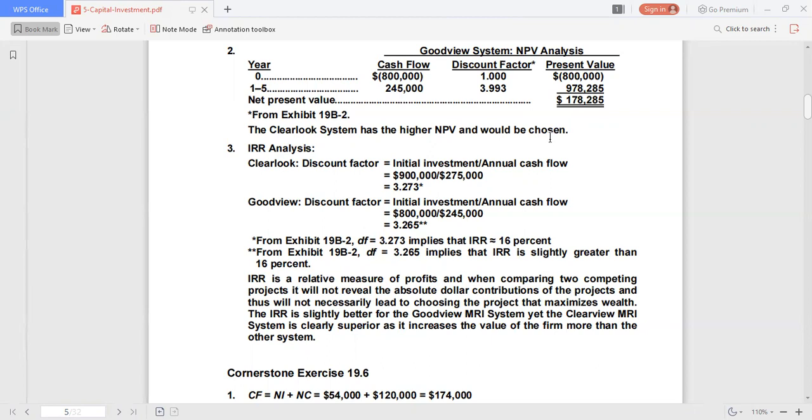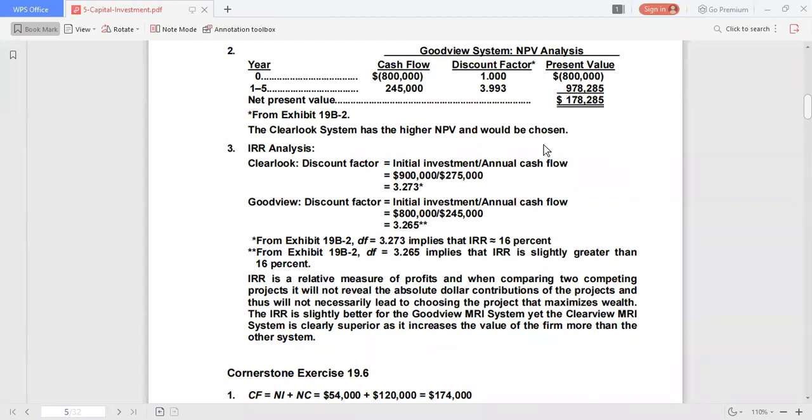So the discount factor for the Clearview is 3.273. For the Goodview it is 3.265. Now using the discount factor, we look for the IRR. For the first project, it's 16%. Looking at the table, the IRR for the second project is also 16%.